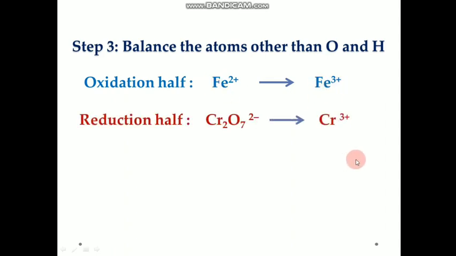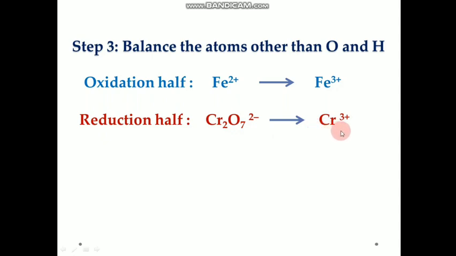In the reduction half, Cr2O7 2- gives Cr3+. Here, on this side, we have Cr2, and in this place, we have just one atom of chromium. So it is not balanced, and we don't need to consider oxygen because in this step, we are balancing atoms other than oxygen and hydrogen. So we don't have to check oxygen and hydrogen here. Leaving the oxygen, chromium is not balanced here. Here we have two atoms, and in this place we have just one atom.